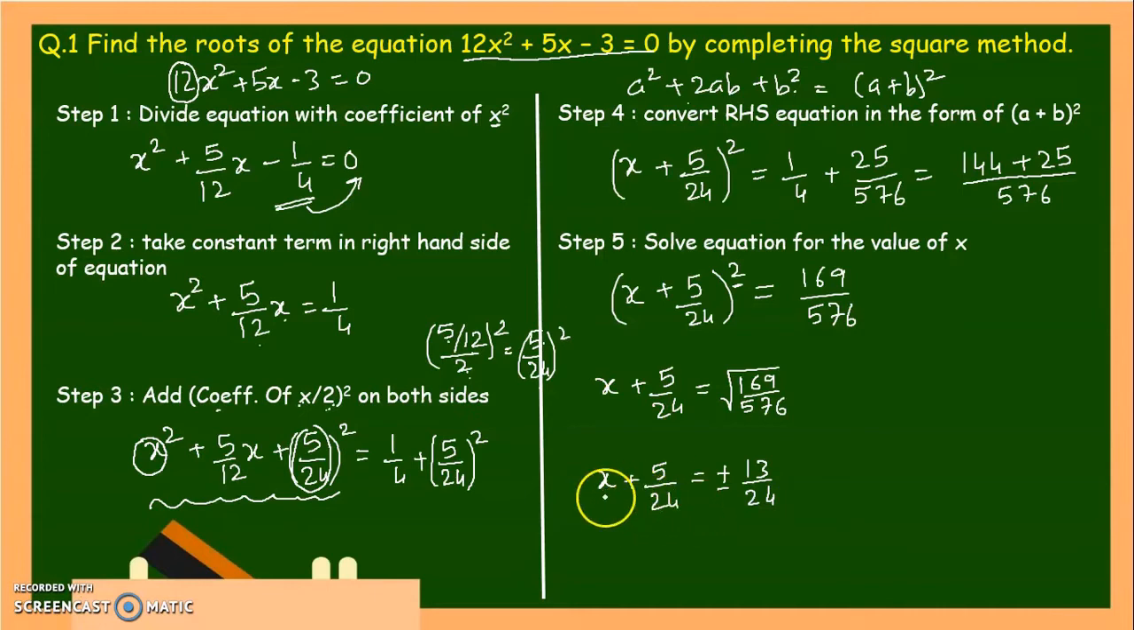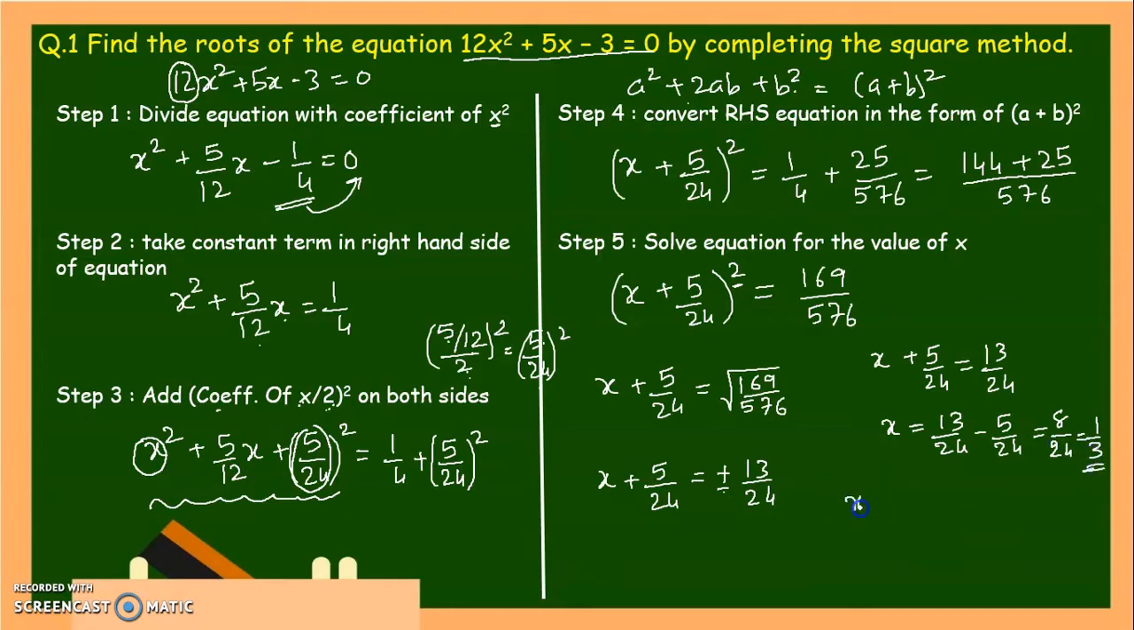Now we will solve for the value of x. One time we will take plus 13/24 and one time we will take minus 13/24. First, if you take x + 5/24 = 13/24 and solve for x, we get x = 13/24 - 5/24, which is (13 - 5)/24. That is 8/24, or we can say 1/3.